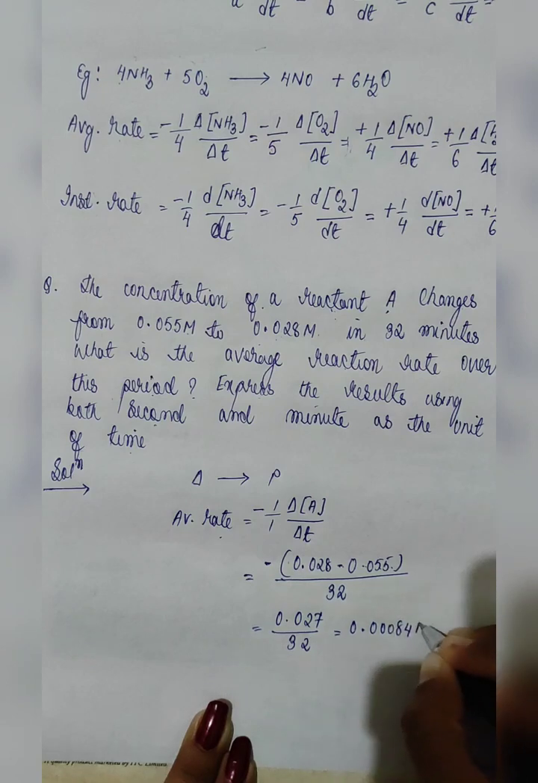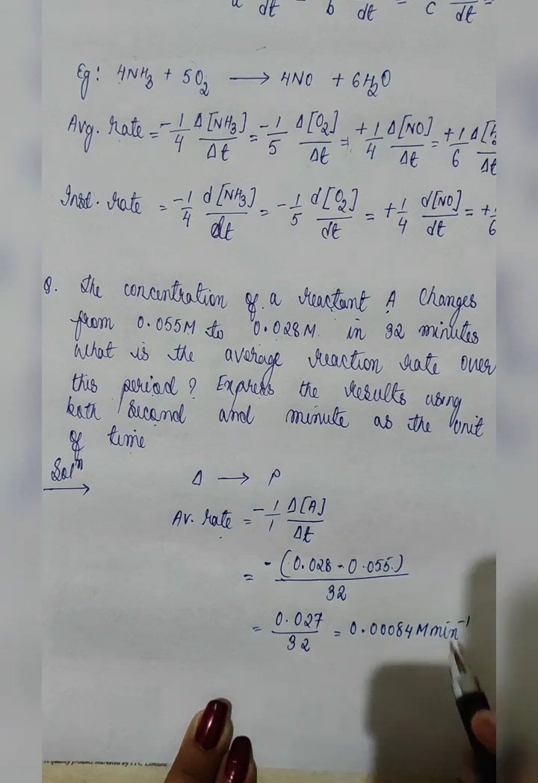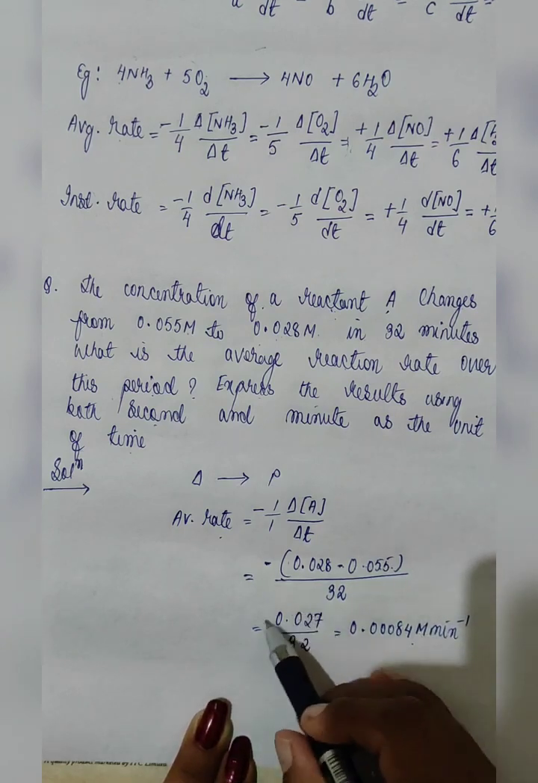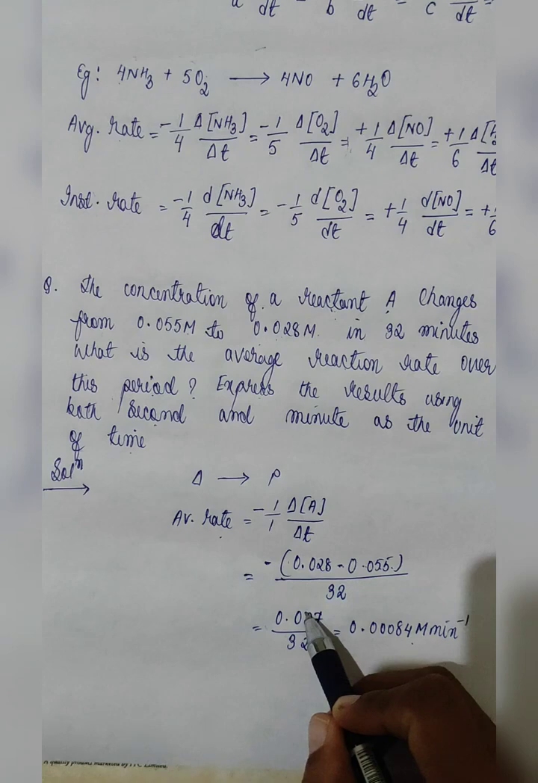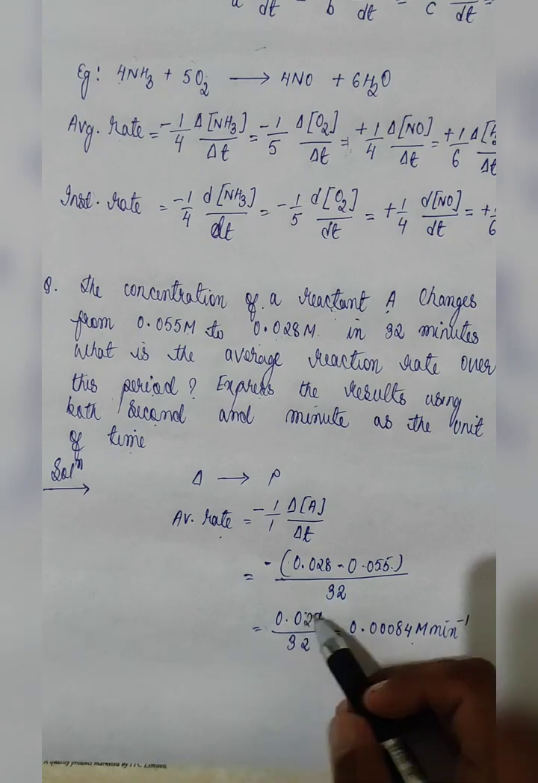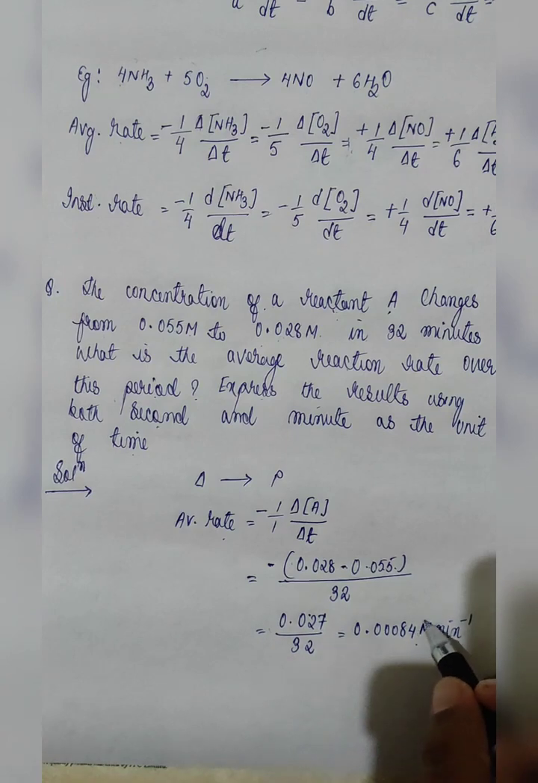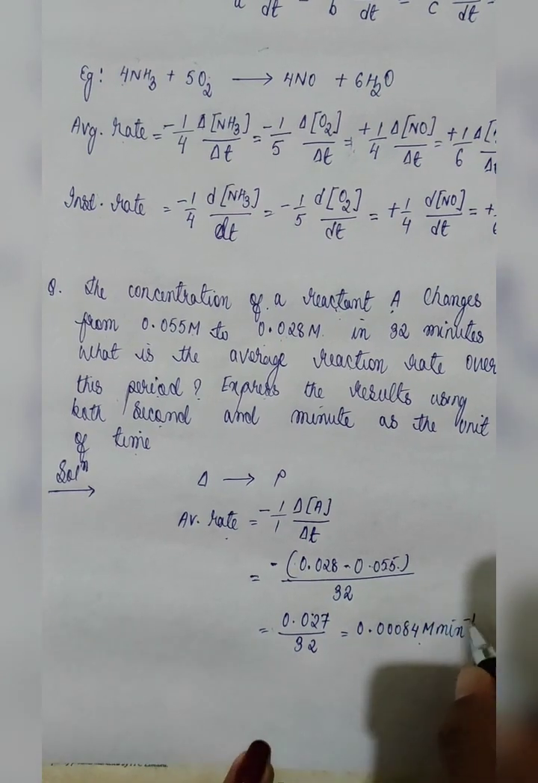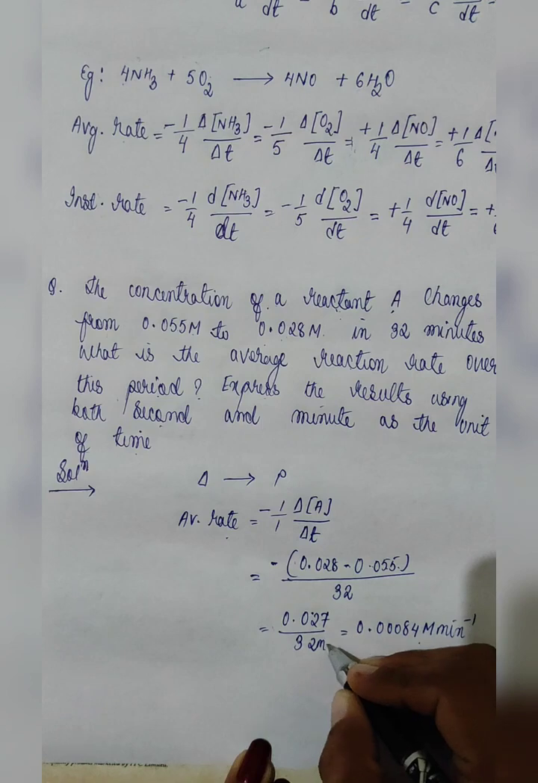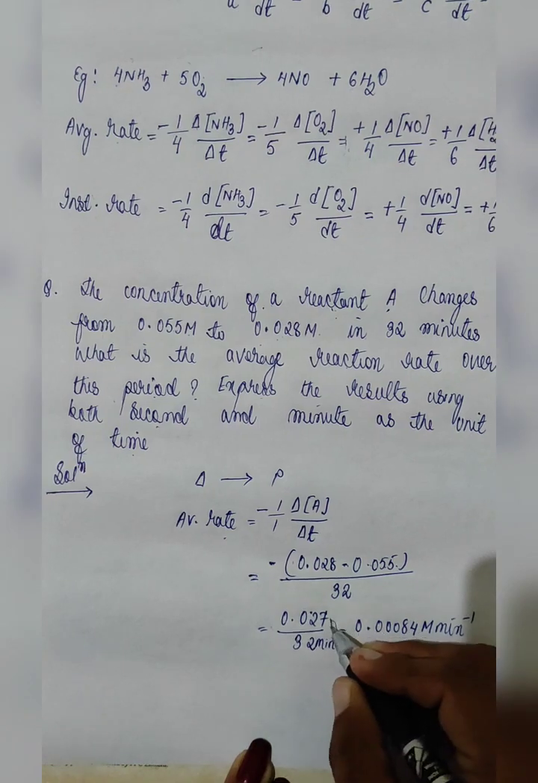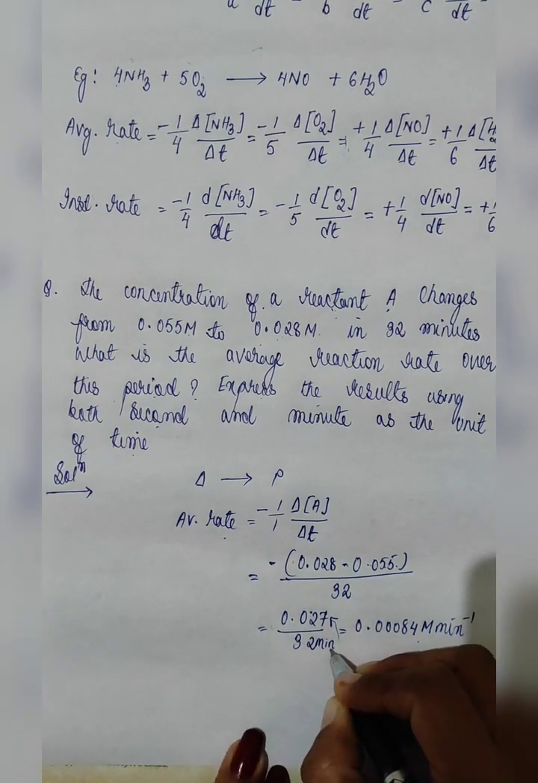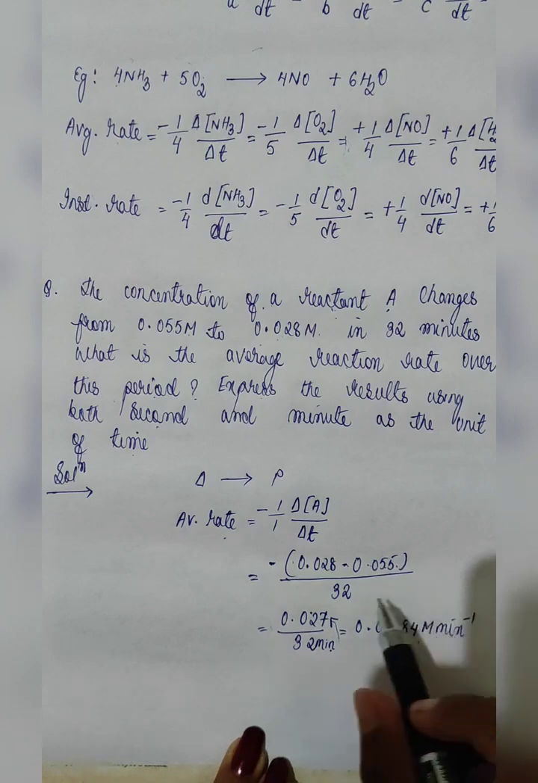0.00084 M minute inverse. M is coming from the concentration. That means what is the unit of concentration? Mole liter inverse. Instead of mole liter inverse, we can directly write molarity. And minute inverse comes from the 32 minutes: when it goes to the numerator, it will become inverse. Now we got the result in minutes.